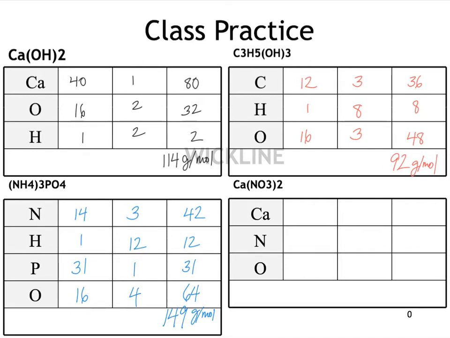Last up, we have a calcium nitrate compound. Go for it. And there we have it. I got 164 grams per mole. The only part of this one that could be a little bit tricky is that there are 2 nitrates, which is going to give me 2 nitrogens but 6 oxygens. That's it though. Great job, guys.